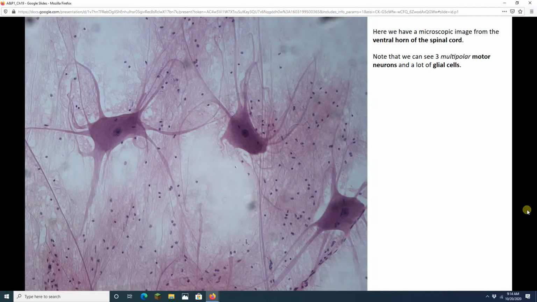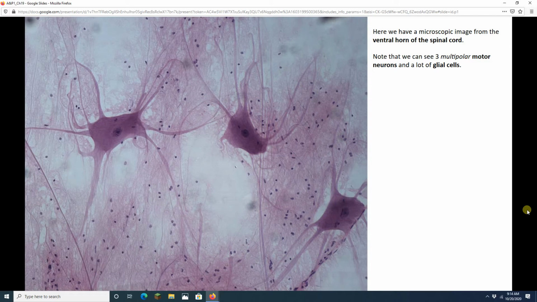Hello, hello. We're about to do a lab on neurons and the spinal cord. Neurons, spinal cord, some nerves thrown in there as well. We're going to start by looking at this microscopic image. So we got a little histology right here.